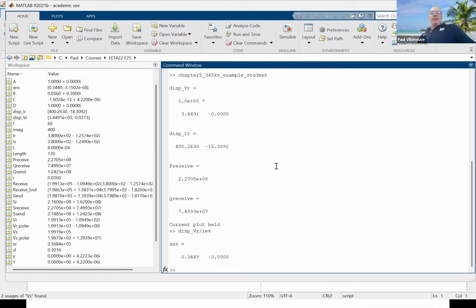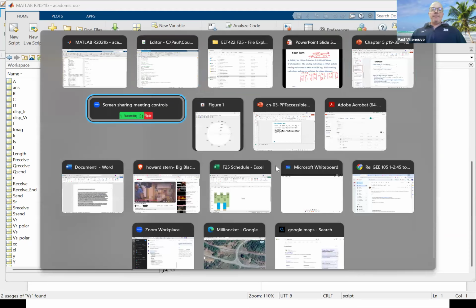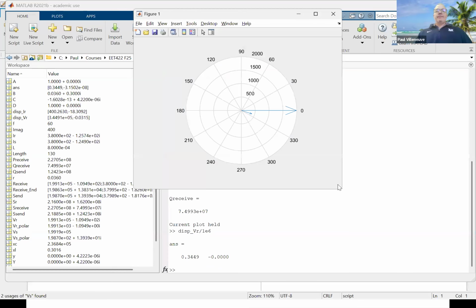But my current is 400 at an angle of 18. So if I look at my phasor diagram, you basically have very little current shown there, and you have almost no magnitude angle difference between the two. So there's hardly any reactive power flowing from one side to the other, but there is some real power.